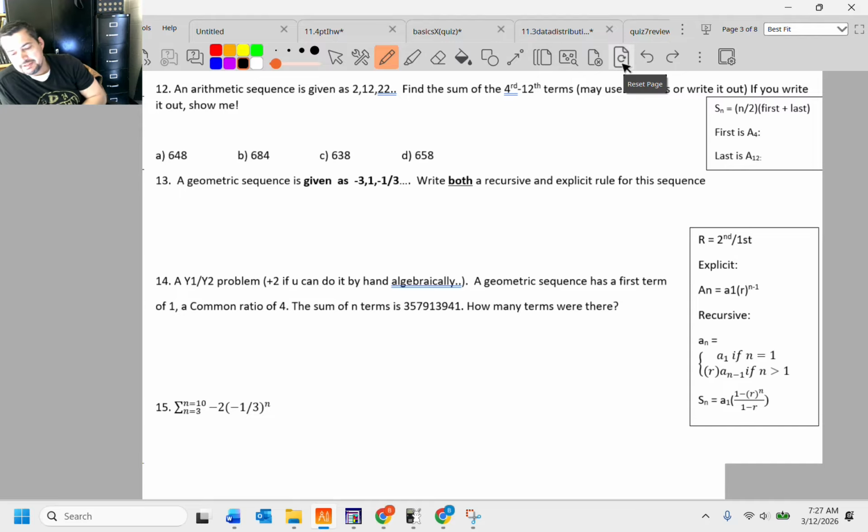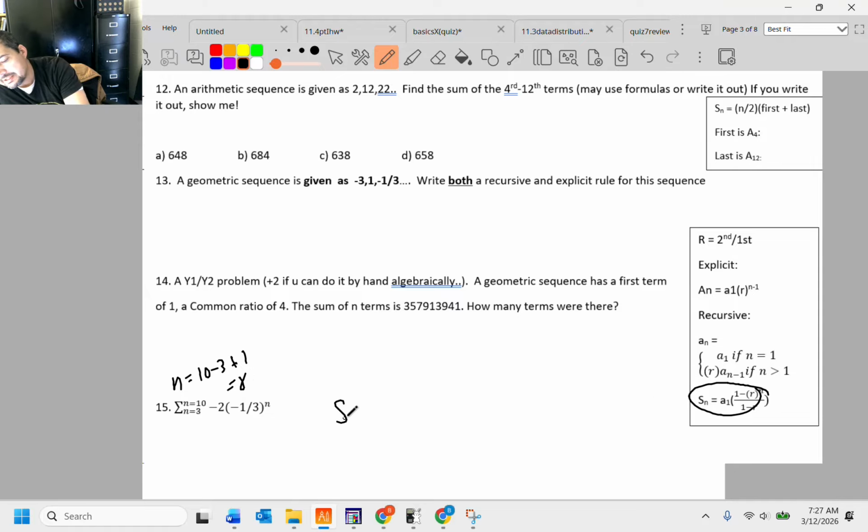You're supposed to find the sum from where n is 3 to n is 10 of the series generated by the sequence -2 times -1/3 to the n. And you're going to use this guy again. N is high minus low, add 1 back in that formula. So this is going to be 8. So I'm going to use 8. It's the sum of 8 things.